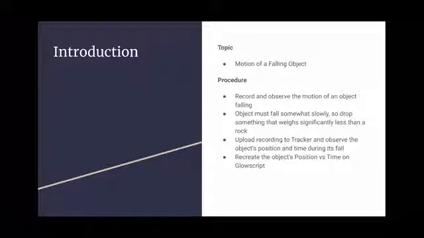Once you record the object falling, you have to upload it to Tracker and observe the object's position and time during its fall. After that, you recreate the object's position versus time on GlowScript.